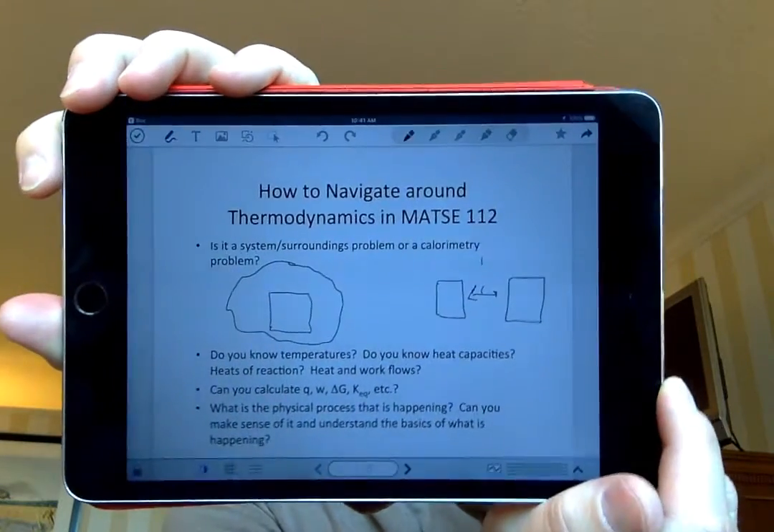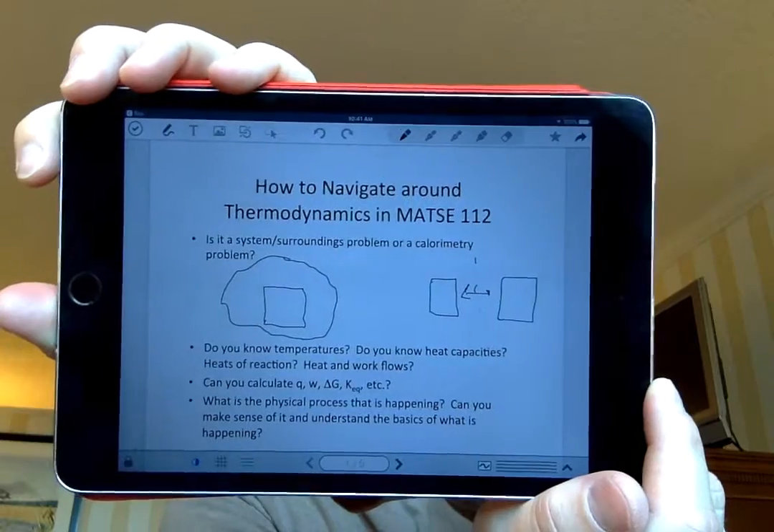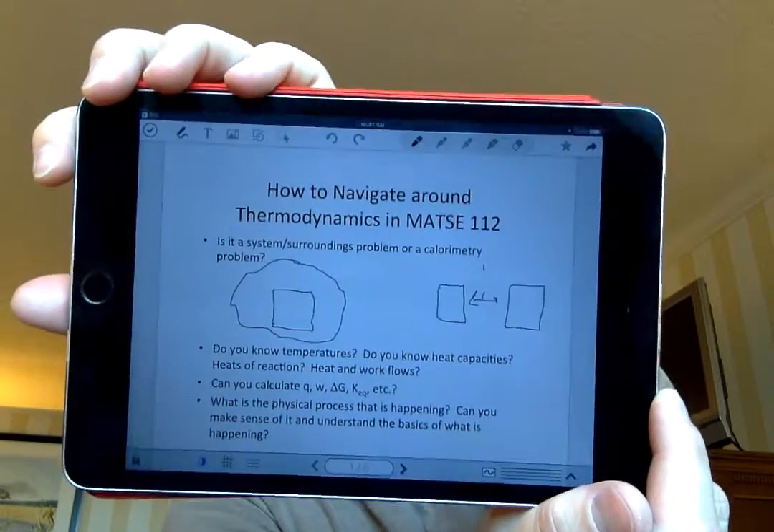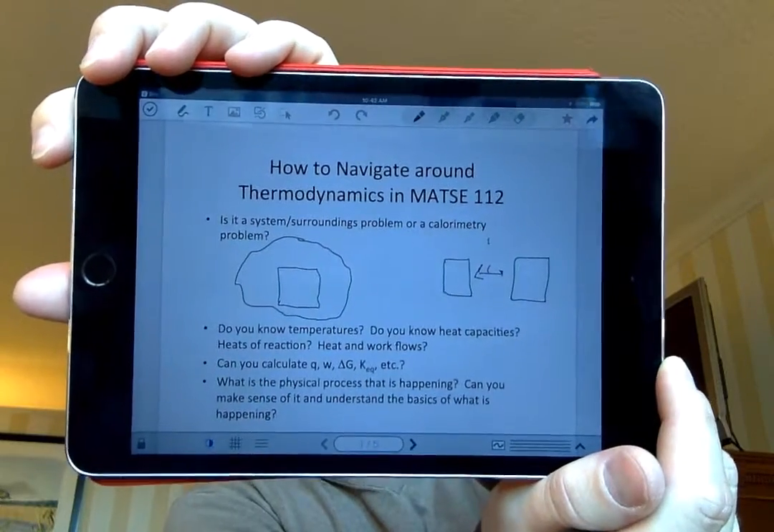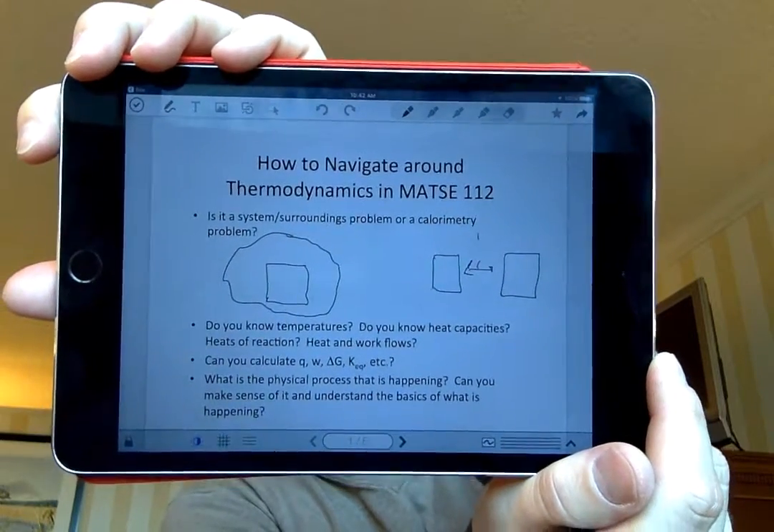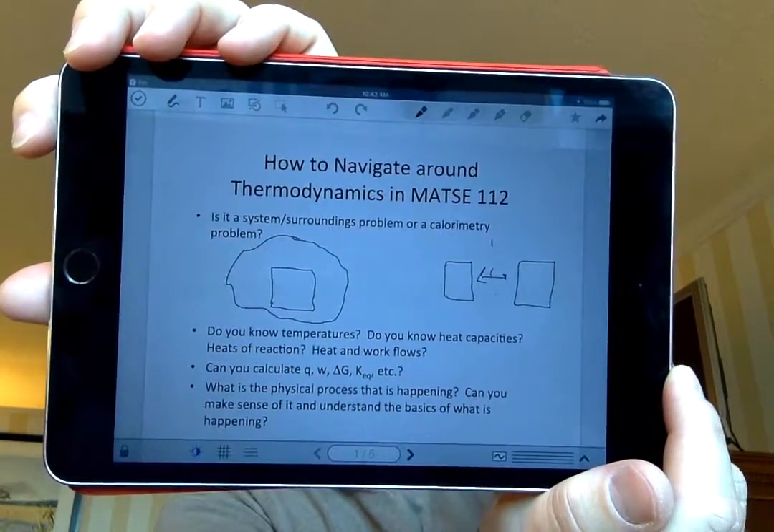What are the heat and work flows? That really works for either of these setups, and so how do you calculate Q is a really important concept. And then, is there an expression for what's happening with W? What's going on with the work? And how do Q and W relate to the change in internal energy? Is there information given for delta G or K_eq or other thermodynamic variables that allow you to calculate some heat or work flow in either of these problems?